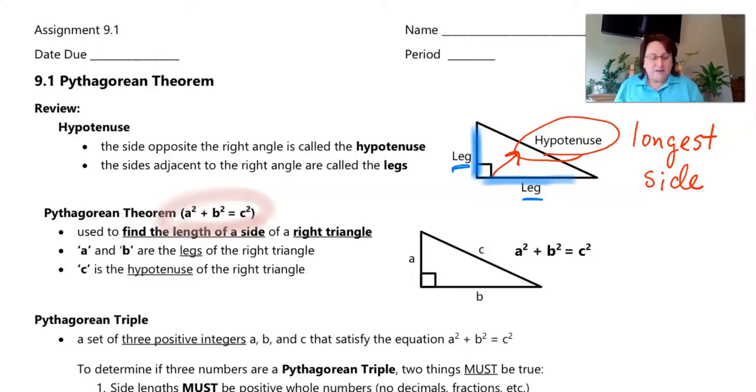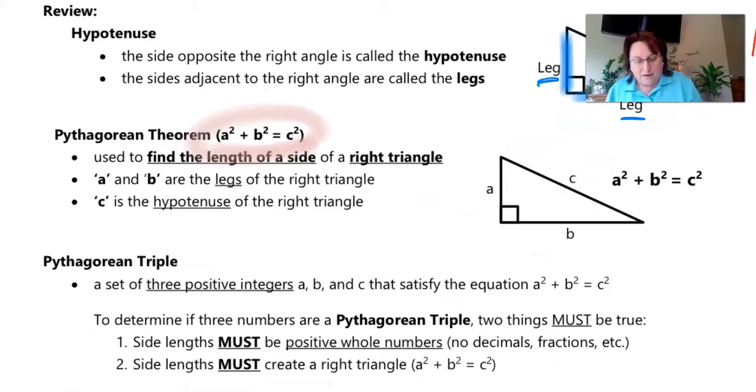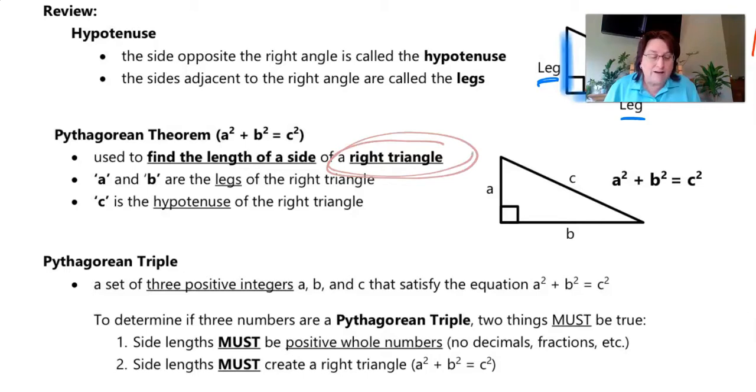All right, now, let's get a little bit more in depth. Okay, let me erase this, get this out of our way. All right, now the Pythagorean theorem is used to find the length of a side in a right triangle. So I'm going to say that again. In a right triangle. You can only use the Pythagorean theorem when you have a right triangle, okay? So if you need to write that down somewhere, please write that down, okay?